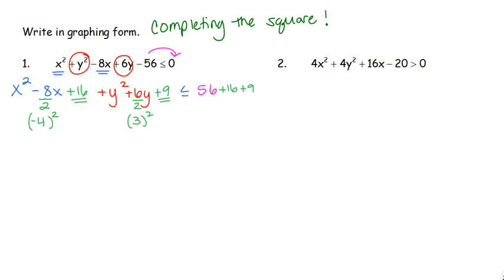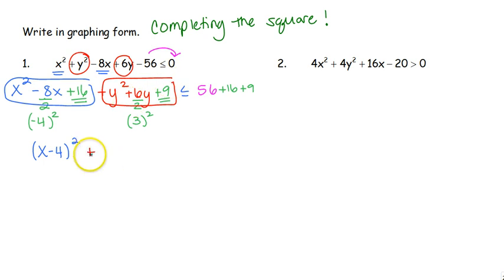Okay, so then that was all the hard work right there. We look at our x's. We just completed the square, so when we factor that, we know that's going to be (x minus 4) quantity squared. We completed the square for the y's. When we factor that, we know that we're going to have (y plus 3) quantity squared. We've got our less than or equal to sign.